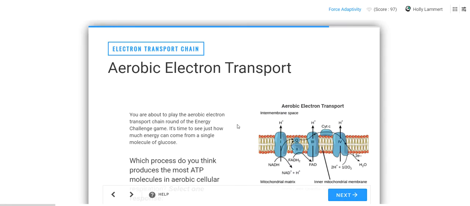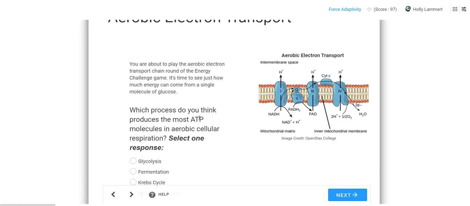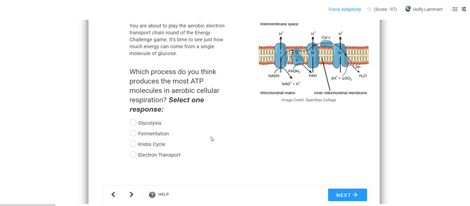All right, so aerobic electron transport, moving our electrons around. You're about to play the aerobic electron transport chain round of the energy challenge game. It's time to see just how much energy can come from a single molecule of glucose. Which process do you think produces the most ATP molecules in aerobic cellular respiration? It is the electron transport.